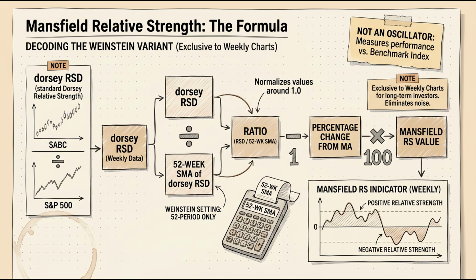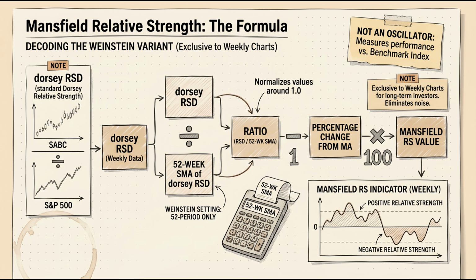Relative strength in the Weinstein method is not the RSI oscillator you might be familiar with. It measures how a stock performs versus a benchmark index, typically the S&P 500. Weinstein used a specific variant called Mansfield Relative Strength.